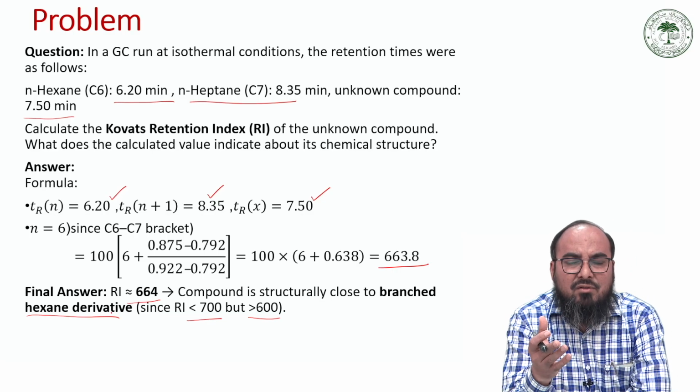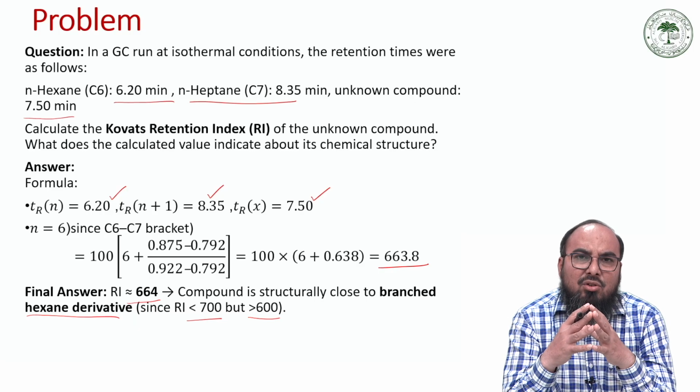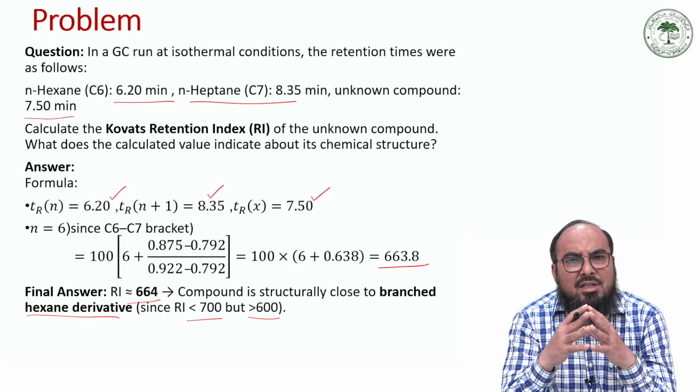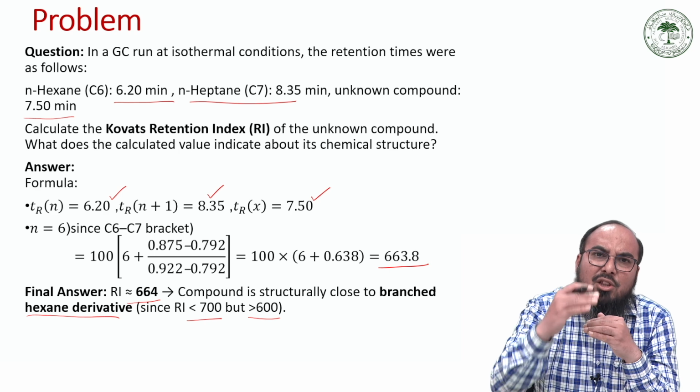On the basis of this value, and because this Kovats index is very sensitive with regard to the number of carbon atoms, it was developed by the Swiss Hungarian chemist Erich Kovats, and he found that this index is very sensitive to changes in the chain length of carbon atoms.